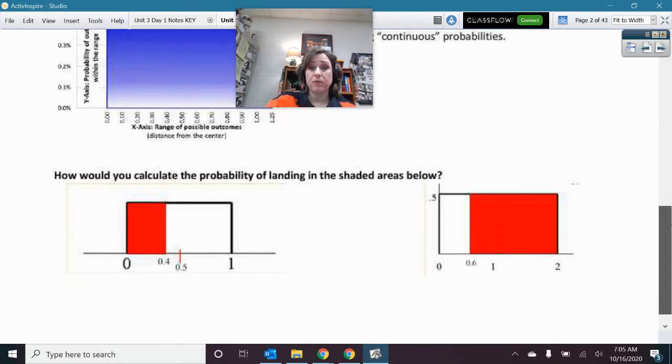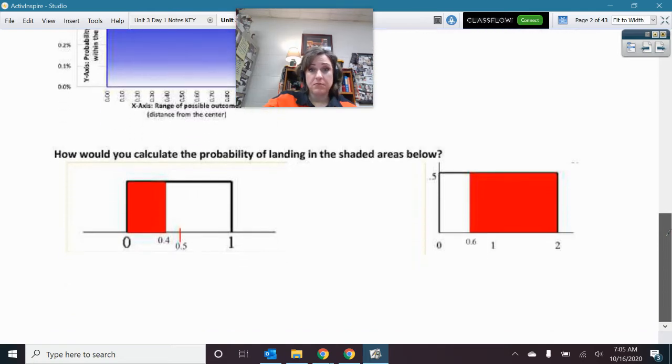With that being said, let's calculate some areas, also known as probabilities. How would we calculate the probability of landing in the shaded area below? This one on the left is a rectangle from 0 to 1. It's 1 in height, which isn't marked there, but we're going to say it is 1 in height. The reason it has to be 1 in height is that the area underneath has to be 100%.